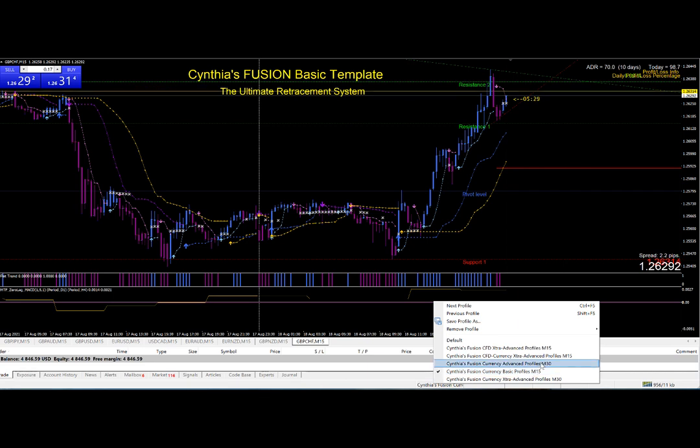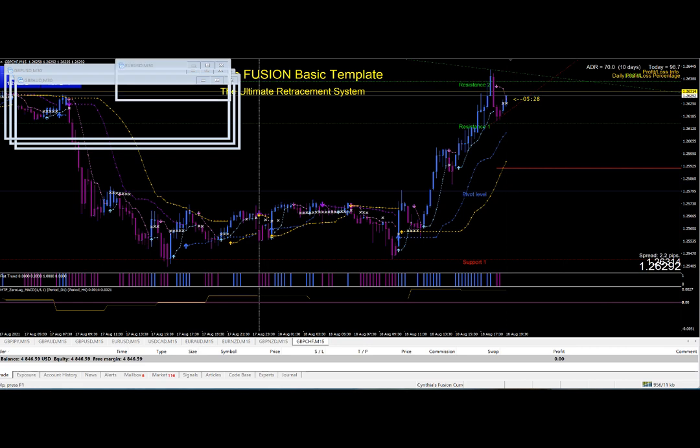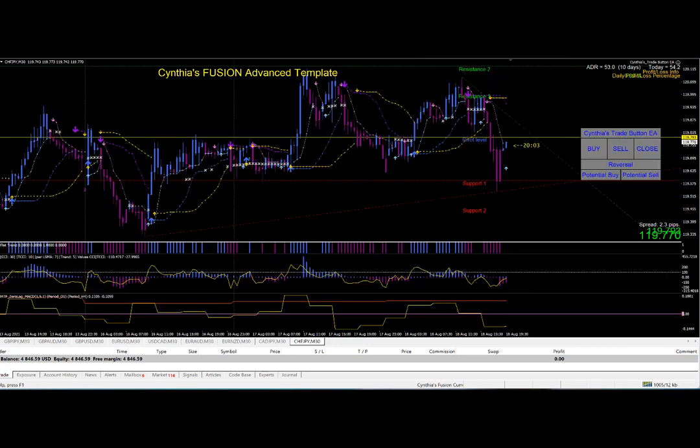It has some additional indicators on the chart. One of them is my trade button, which you can click buy or sell and it'll place your trade, including your stop and take profit. And there's set files in this button for all of the currency pairs that are available for the advanced template. And down here you can see the currency pairs, your NZD, your AUD, USD CAD, your USD, pound USD.